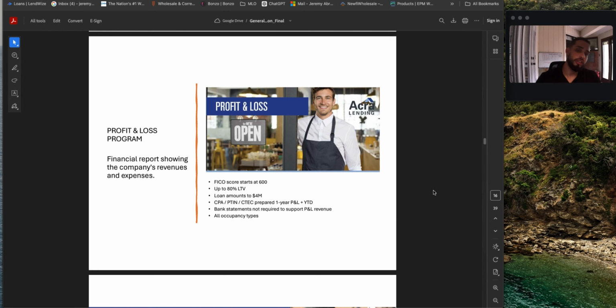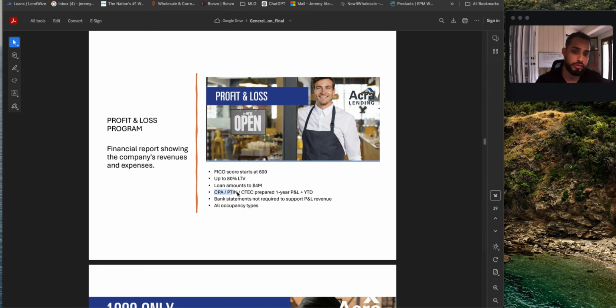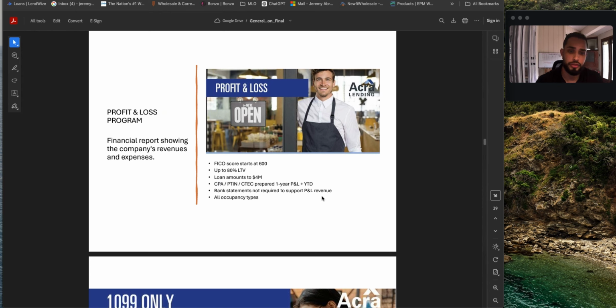So the profit and loss, we're just looking at your profit and loss statements, okay, on your business. And this is something you could do, or I would always highly suggest that you have your accountant do the profit and loss statement for you. Minimum FICO is 600. The LTV is 80, again 20% down. Loan amount to 4 million, and you could get these prepared by these three entities: your CPA, PTIN, your CTEC, right? They could prepare that for you.